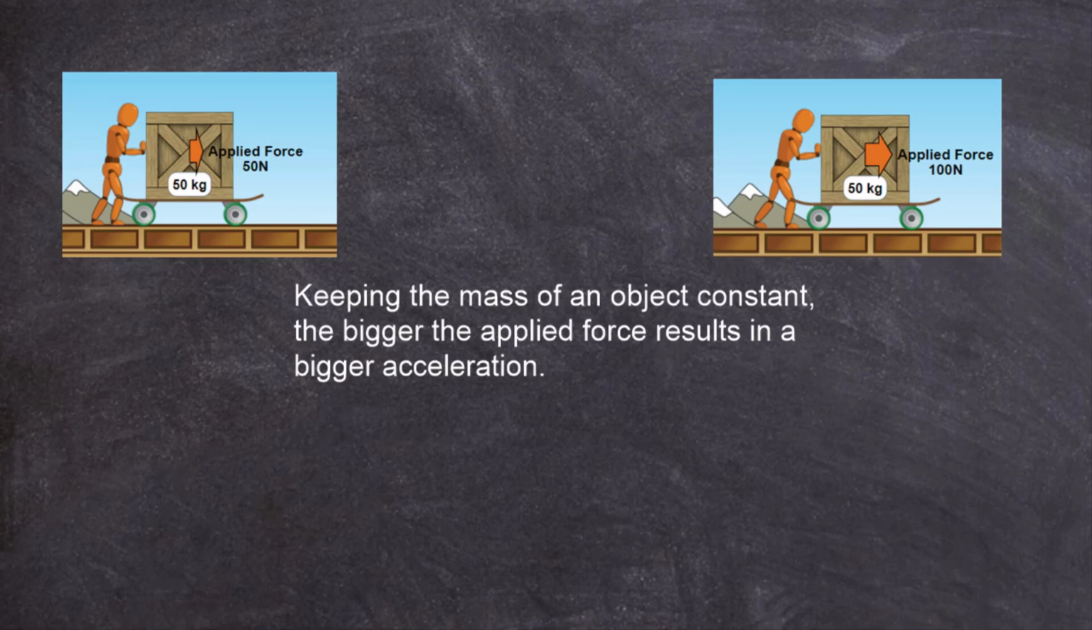What we can write down now is a kind of maths term for this. We can write it as a proportion statement. If we keep the mass constant, which is a very important thing, we find that the acceleration is directly proportional to the applied force. We'll use small a for acceleration and capital F for the applied force. All that really means is if we double the force, we double the acceleration. If we triple the force, we triple the acceleration. So acceleration is directly proportional to the applied force, or in our case, the unbalanced force acting on the object.